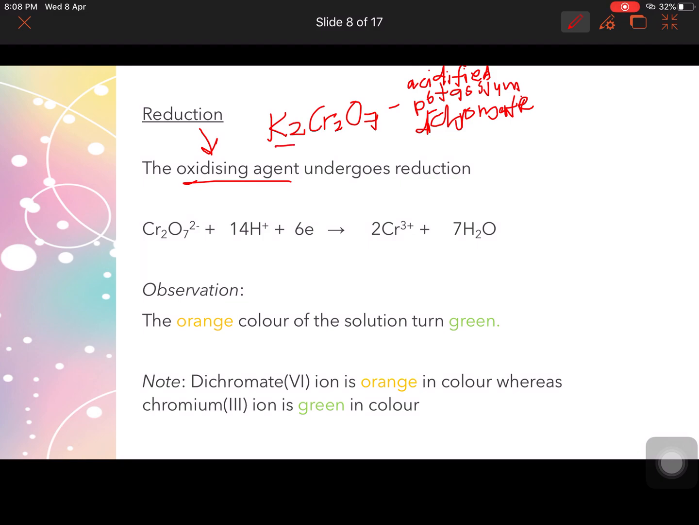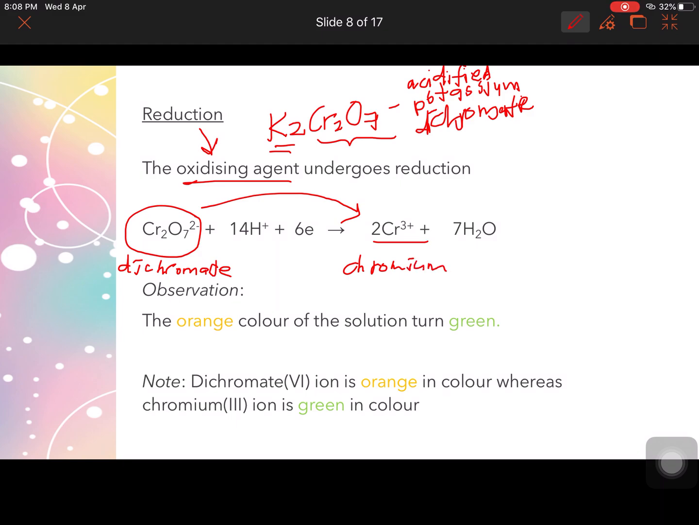You just leave the potassium alone. Just take the dichromate ion. So this is the dichromate ion. Why leave potassium alone? Because the oxidation number does not change. Only dichromate undergoes the process of reduction. Dichromate was taught before. Dichromate will change to Cr3+, the chromium ion.